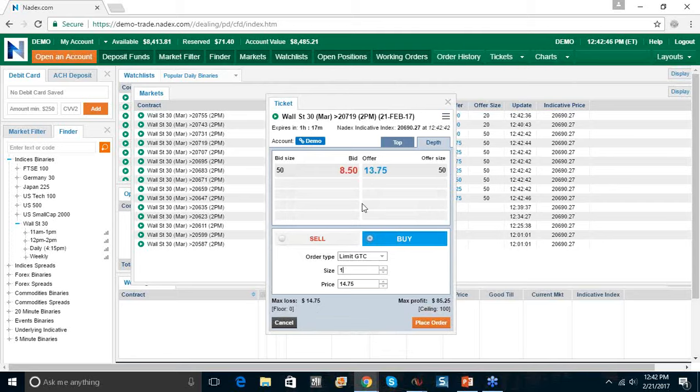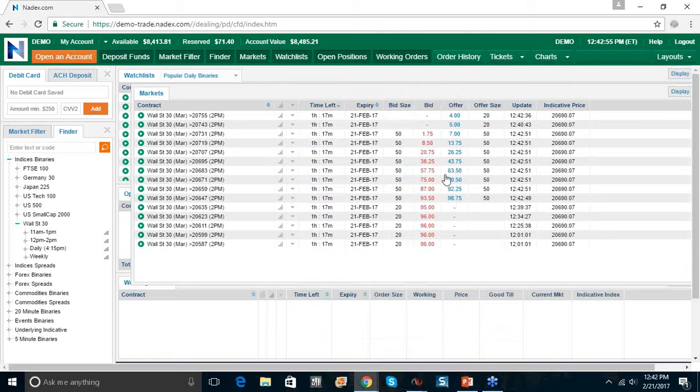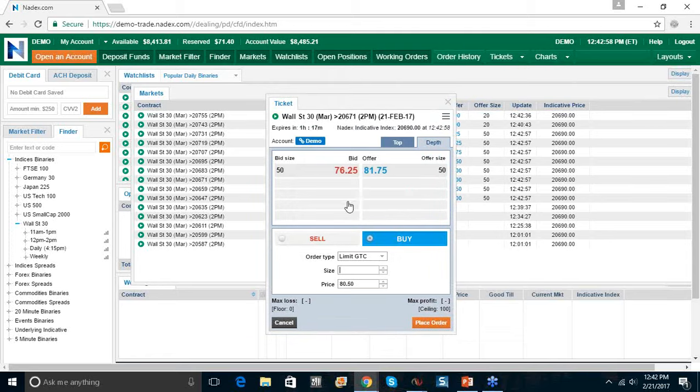We know this is an out-of-the-money binary, and we know how out-of-the-money binaries work: the market conditions have to be set up just right. But what I want to look at here is these larger numbers. Can everybody agree that as a new binary trader, when you see that large number, you start to get hesitant? Because what are you buying? You're buying this binary contract. And what is a binary? It's a statement. The statement says that the Wall Street 30 will be greater than 20671 by 2 o'clock. So if I buy this binary, I'm risking $82.75.